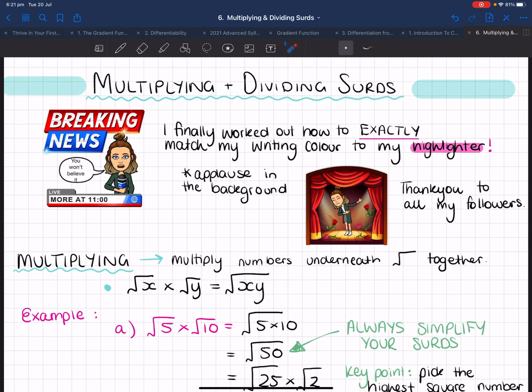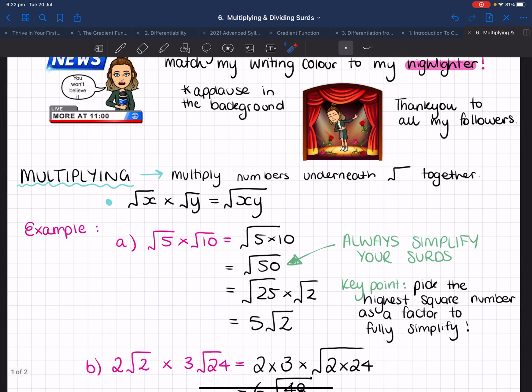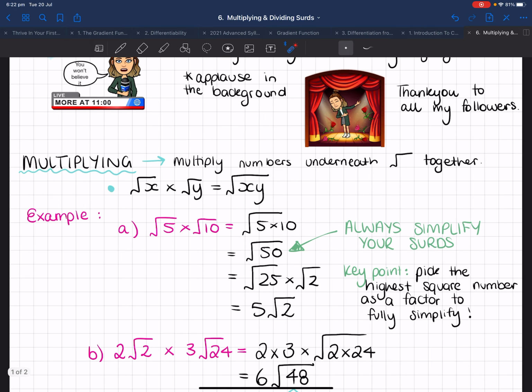Anyway, so multiplying surds. We have looked at this before, and all it is we just multiply the numbers underneath the surd together. So here's our rule, which means if we've got the square root of 5 times the square root of 10, that's the same as just multiplying the numbers together to get the square root of 50.